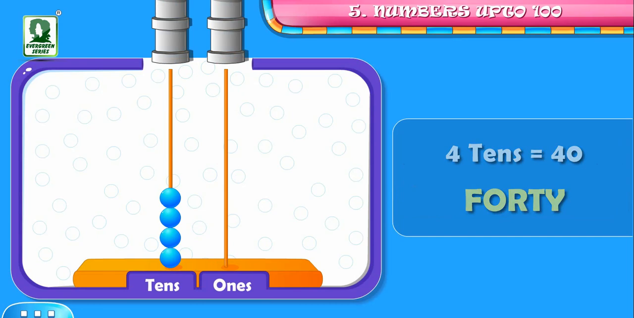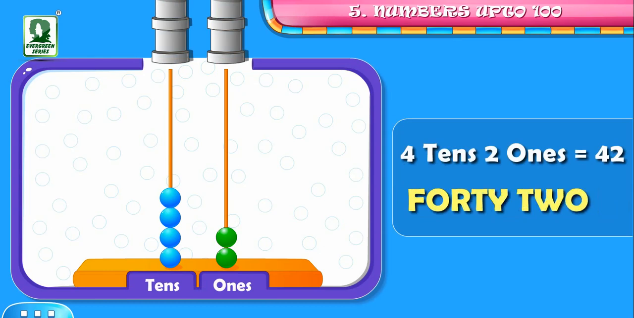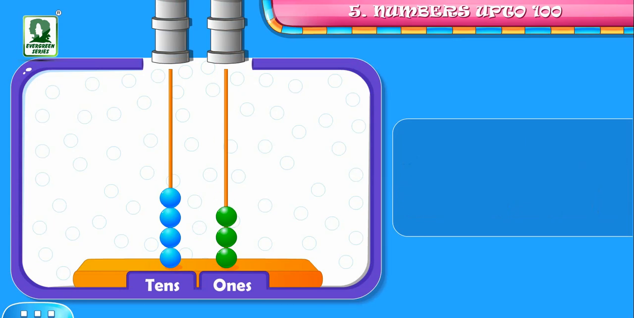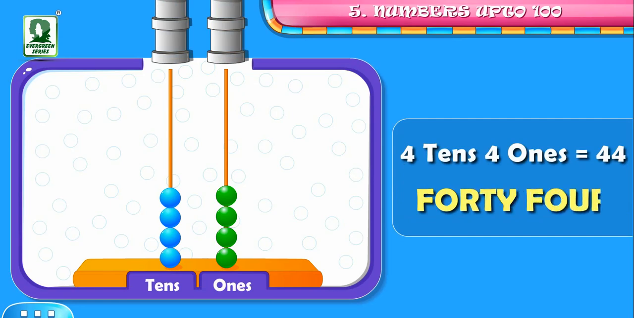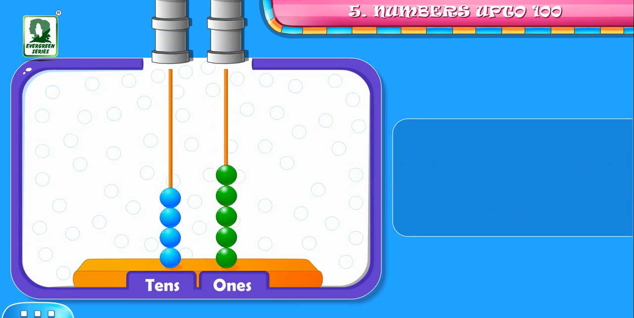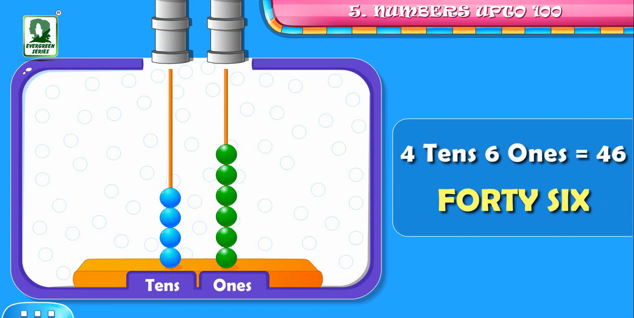Forty, 40. 41, forty-one. 42, forty-two. 43, forty-three. 44, forty-four. 45, forty-five. 46, forty-six.